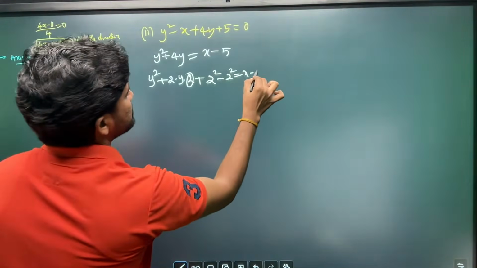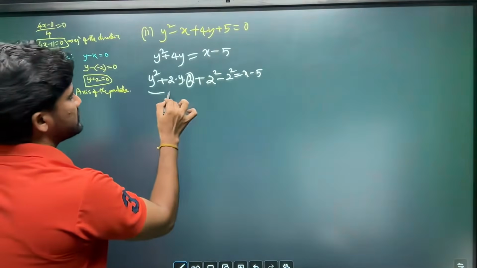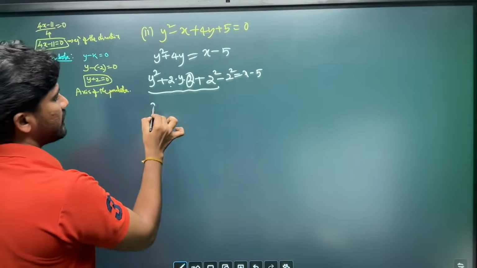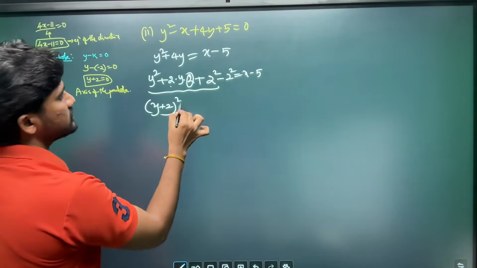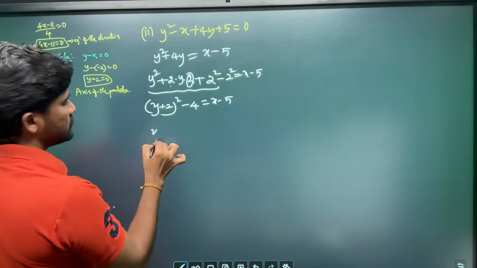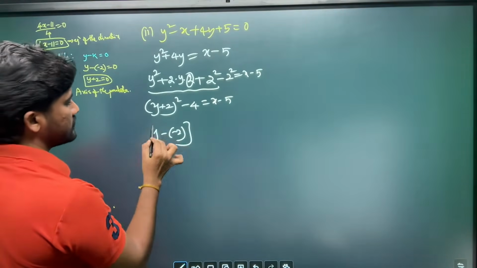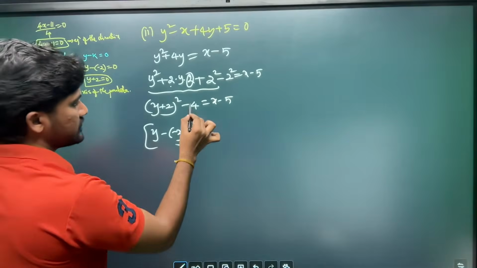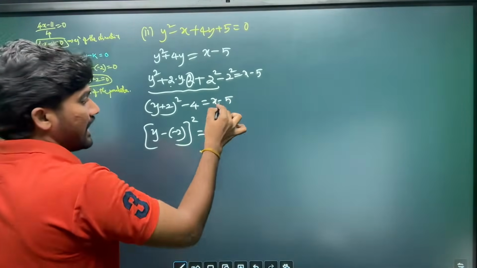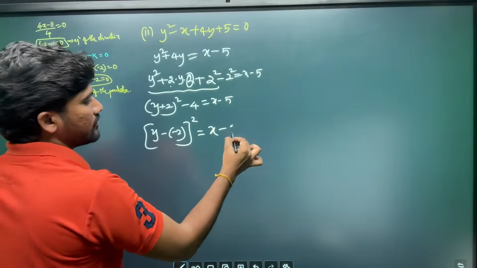Okay, x minus 5. So therefore first three values, a square plus 2ab plus b square కాబట్టి మనకి ఏమొస్తుంది y plus 2 whole square minus 4 is equal to x minus 5. So I am writing y minus of minus 2 whole square is equal to, send this minus 4 value to RHS, plus 4 అవుతుంది. అప్పుడు మనకి ఏమొస్తుంది x minus 5 plus 4 అంటే ఎంత వస్తుంది మనకు minus 1.